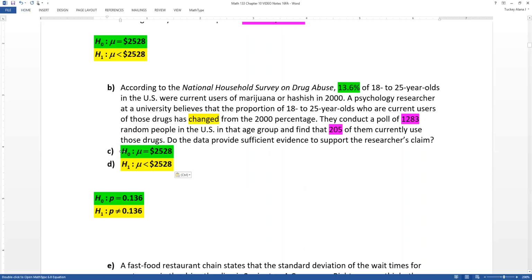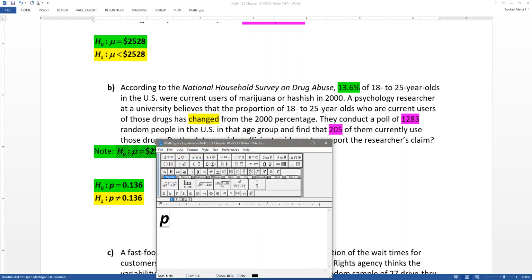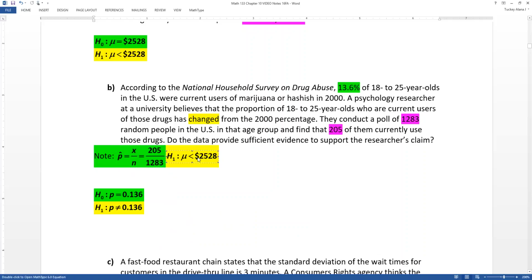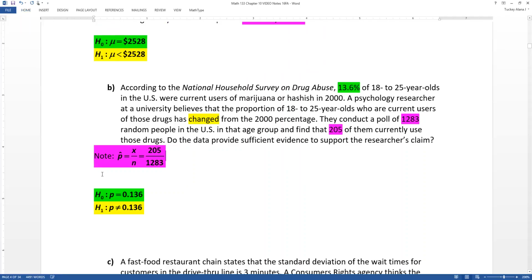So the way this works is you could, if you wanted to, construct p hat. So note, p hat is equal to x over n, if you recall, which is 205 over 1283. And you could find a decimal for that, and you would use that in order to test what they're giving you. But it's not actually either of the hypotheses. It's actually sample data instead.